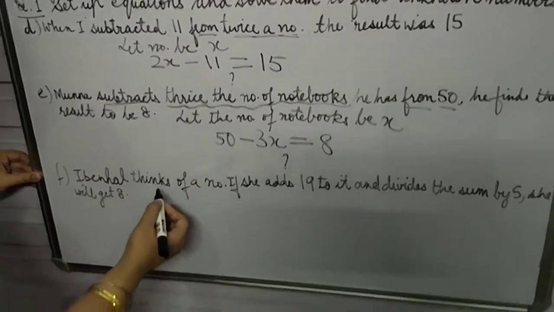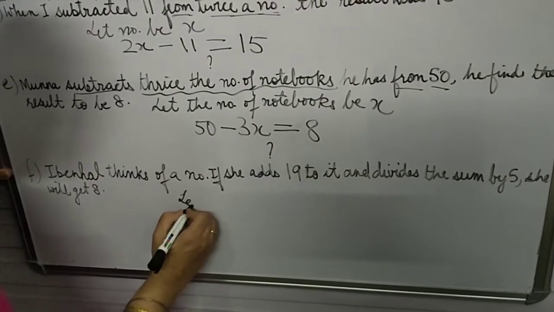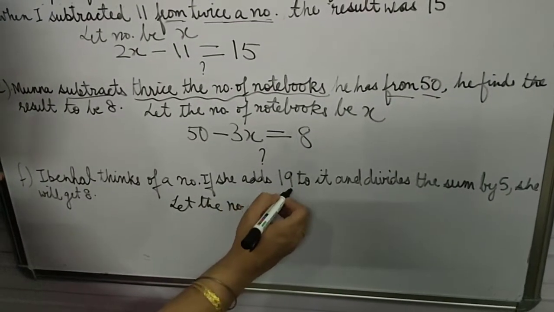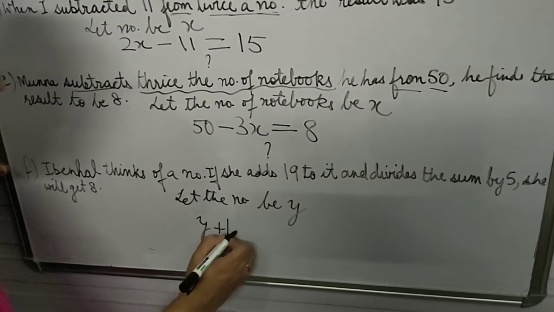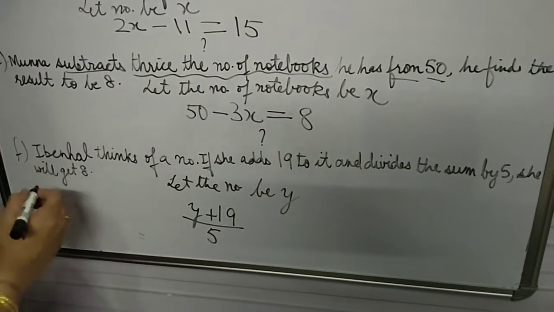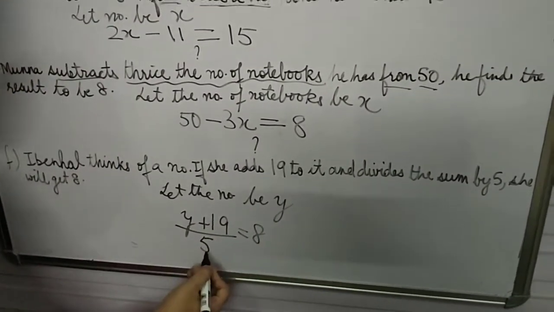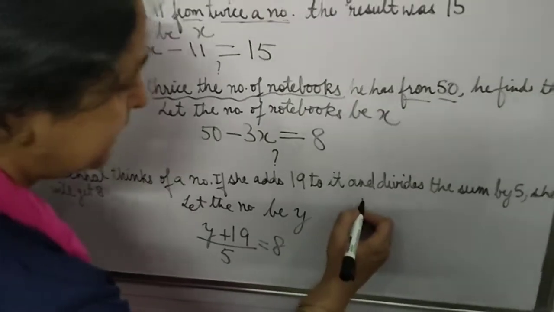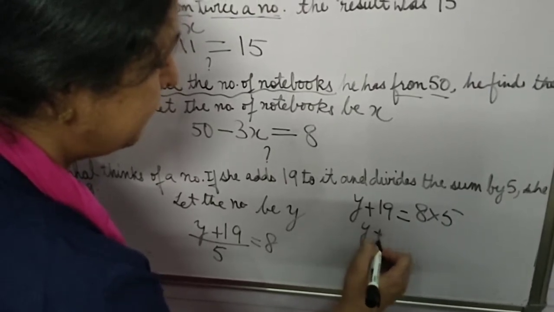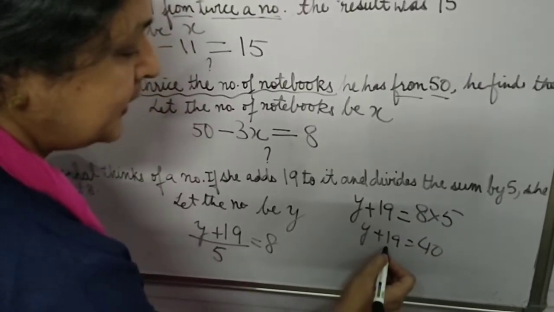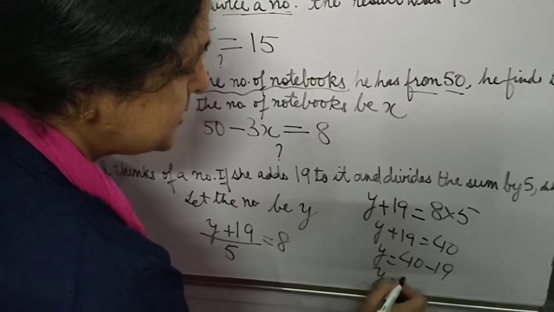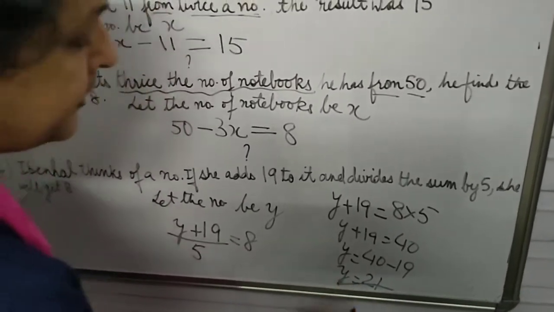F part is: Ibn Hal thinks of a number. Let the number be y. If she adds 19 to it, that means y plus 19, and divides the sum, means whole is divided by 5, she will get 8. Now 5 is there in division. When it will go that side, it will be in multiplication. So y plus 19 is equal to 8 multiply 5. y plus 19 is equal to 40. 19, when it will go that side, will be subtracted. So it will be 40 minus 19. So y is equal to 21. So here our required number is 21.